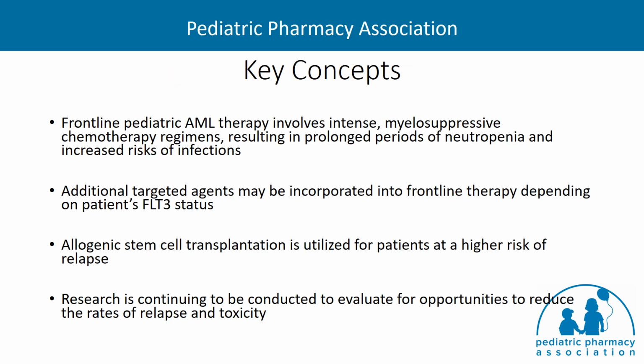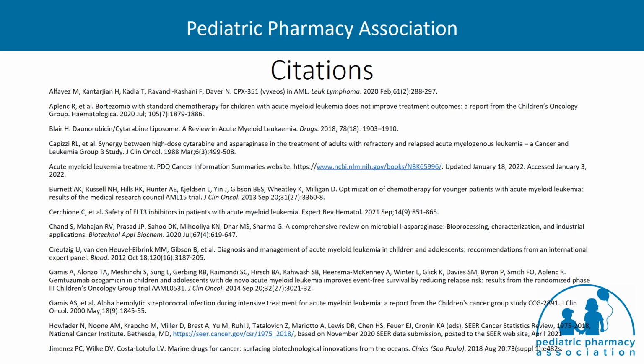To summarize the global concepts that we reviewed today, frontline pediatric AML therapy involves intense myelosuppressive chemotherapy regimens, which ultimately results in prolonged periods of neutropenia and an increased risk of infection. Additional targeted therapies may be incorporated into frontline therapy depending on a patient's FLT3 status. Allogeneic stem cell transplantation is utilized for patients who are at a higher risk of relapse. And then lastly, research is continuing to be conducted to evaluate opportunities to reduce risks of relapse and overall toxicities in our patients. These next 2 slides contain all of the citations from this presentation.